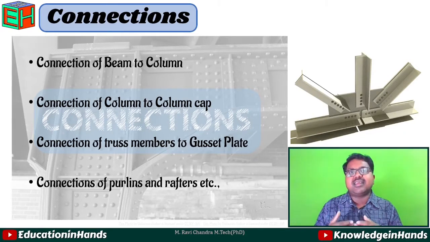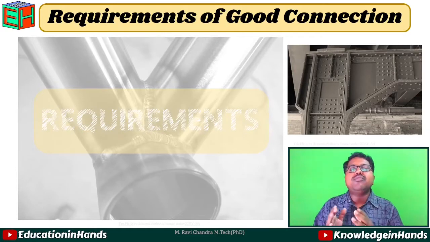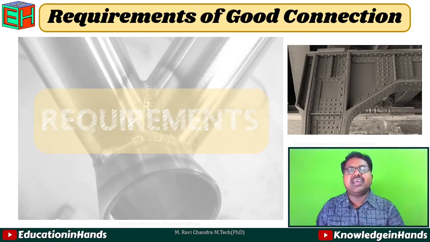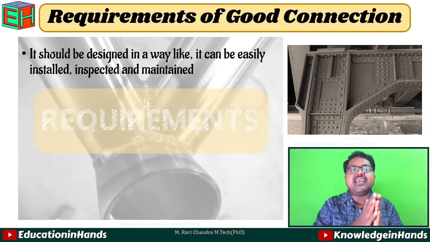All these members in a structure need to be connected with certain fasteners, and this connection should be good enough. So to maintain a good connection, we need to satisfy certain requirements. The first requirement is that the connection should be designed in a way that it can be easily installed, inspected, and maintained. So whenever we are selecting a connection, it should be easily installed, easily inspected and easily maintained. That is the first requirement for a good connection.